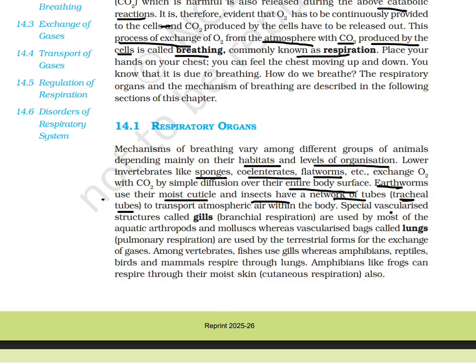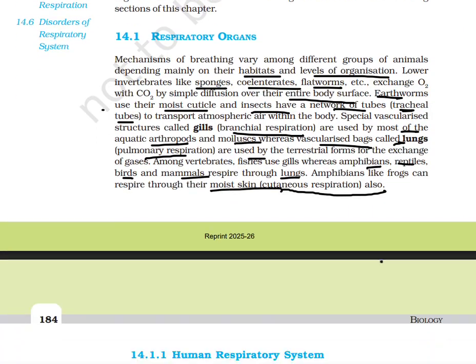Earthworms use their moist cuticle, and insects have a network of tubes, that is tracheal tubes, to transport atmospheric air within the body. Special vascularized structures called gills, that is branchial respiration, are used by most of the aquatic arthropods and mollusks, whereas vascularized bags called lungs, pulmonary respiration, are used by the terrestrial forms for the exchange of gases. Among vertebrates, fishes use gills, whereas amphibians, reptiles, birds, and mammals respire through lungs. Amphibians like frogs can respire through their moist skin, that is also called cutaneous respiration.